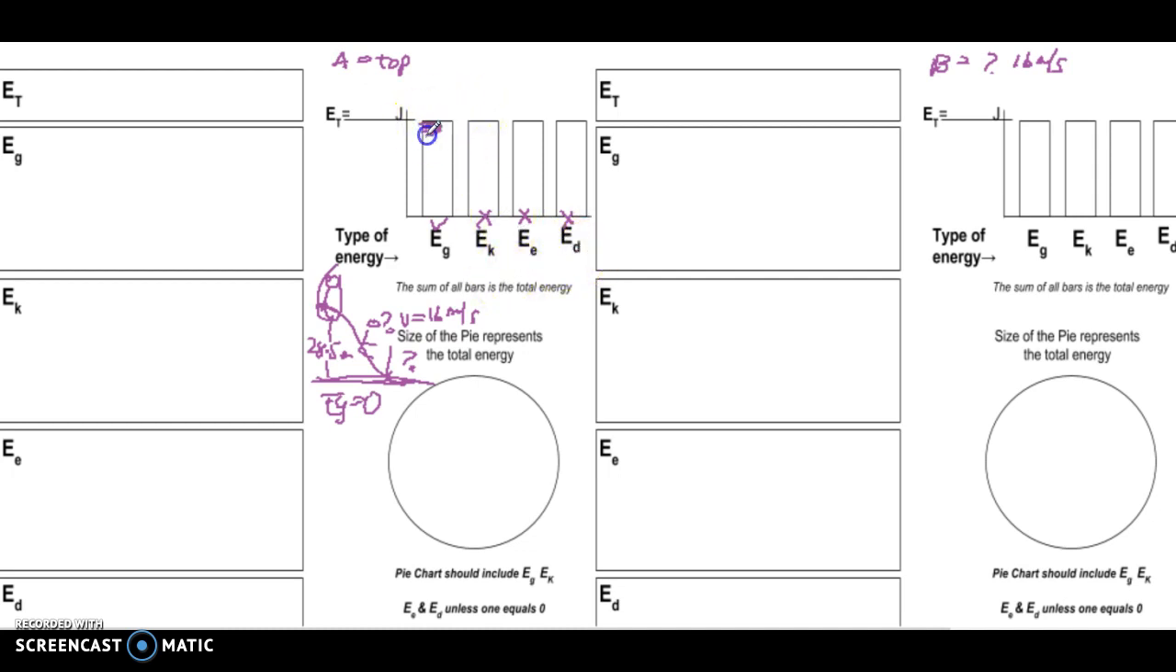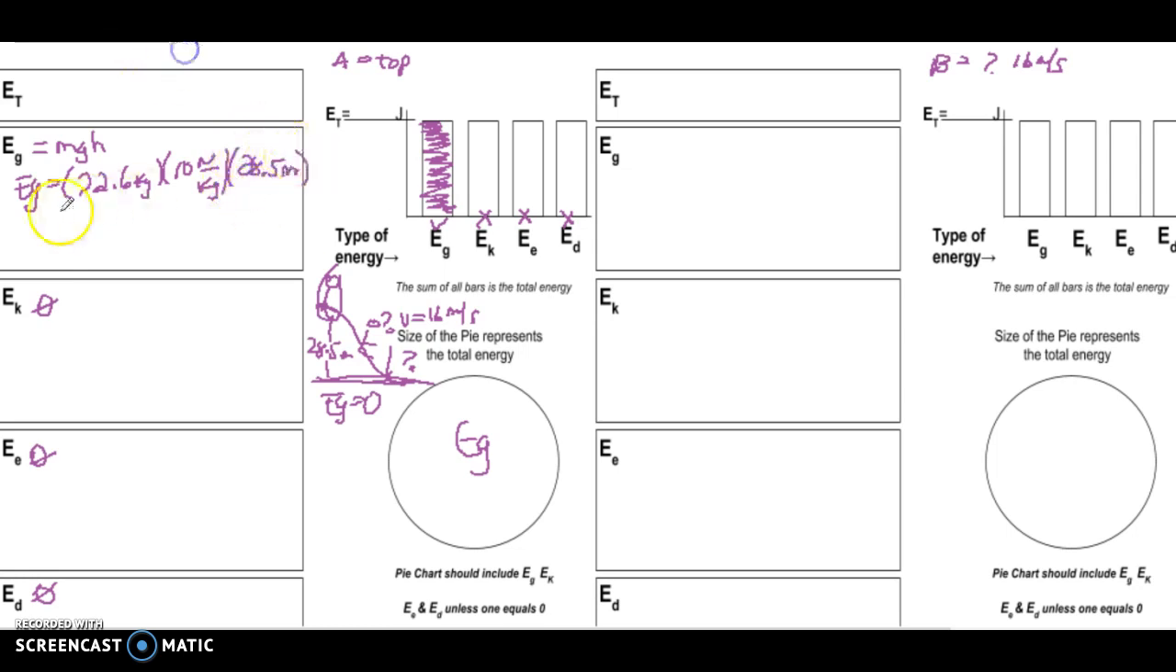This one's super easy because the entire thing is going to be EG. I know that. Nothing, nothing, nothing. So the EG is going to be mgh: Nicholas's mass, it tells us, 72.6 kilograms times 10 newtons per kilogram times 28.5 meters above the ground. That is going to require a calculator.